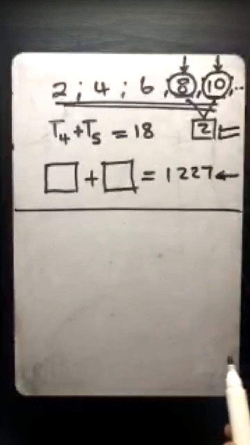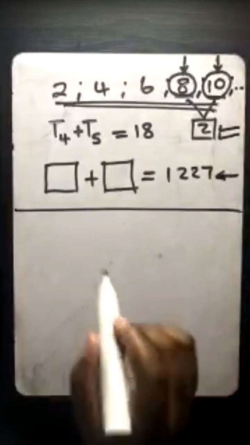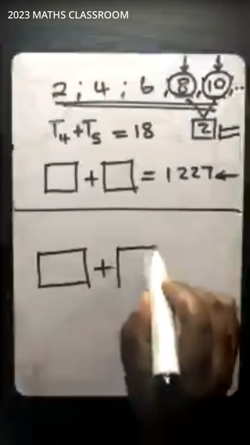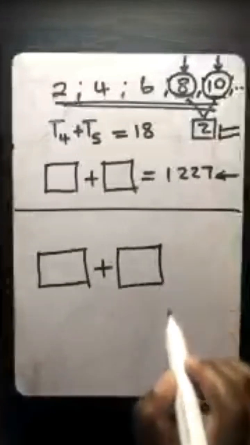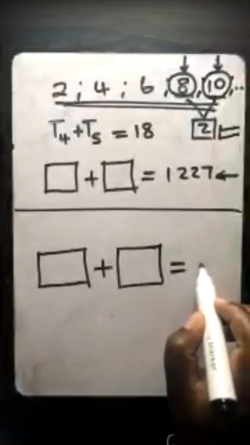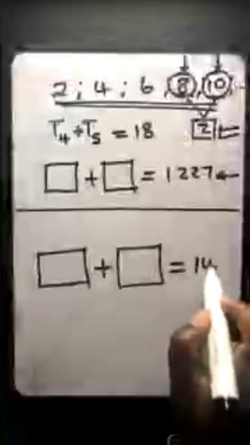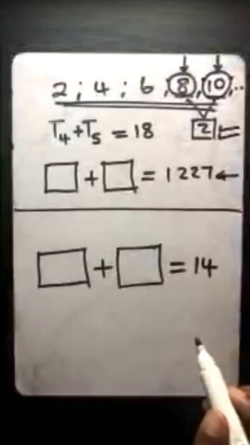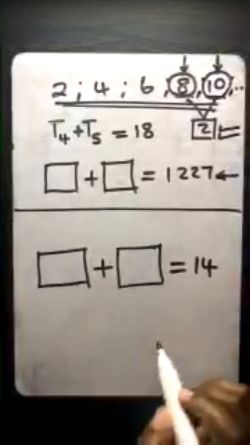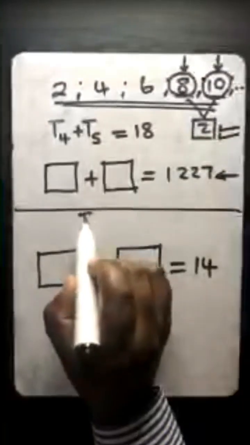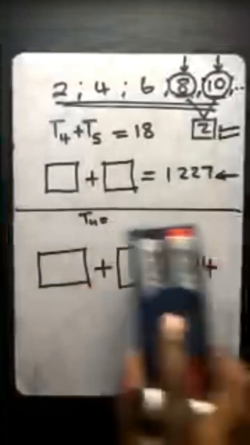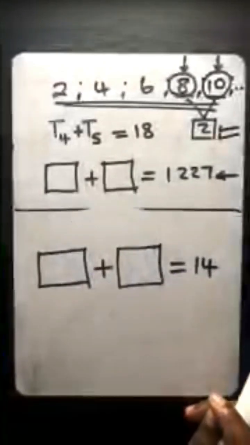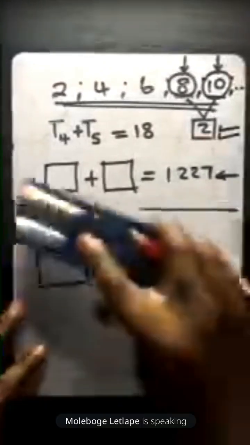This is what they are saying, Mzozo. When you add two consecutive numbers, they give you, let's say, 14. What are those numbers, Mzozo, that when you add them together, they give you 14? Do you know what those numbers are? 6 plus 8.